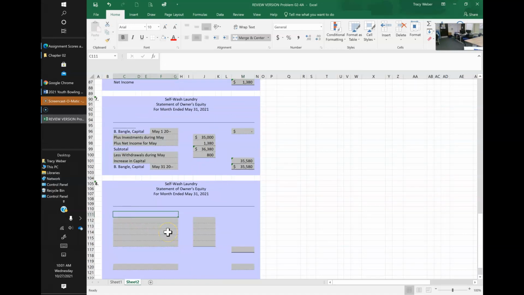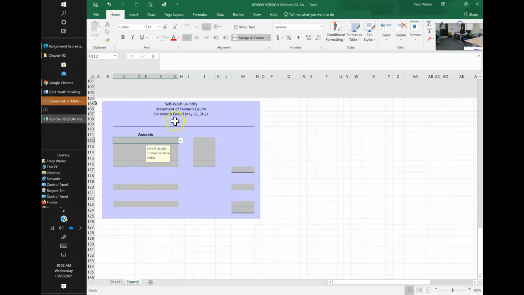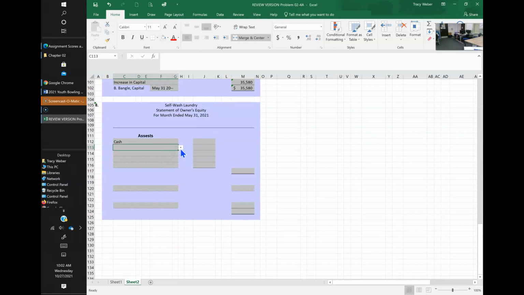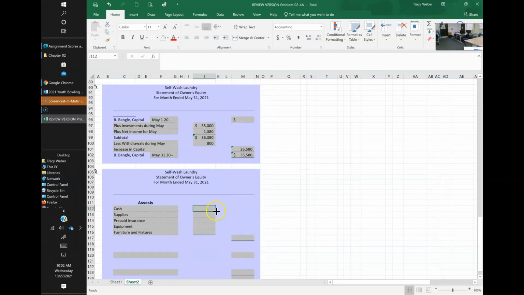So here we're going to put assets, and this is in the order that it's in the trial balance. So cash, you come up here, you can keep going back and forth, but cash is first, then supplies, then prepaid insurance. We already typed this all in order, and that's why it's in order here. And then get the amounts from the trial balance up here. So cash is $26,525. Okay, and keep going back and forth. Supplies is $225. Next is $1,560, $12,500, and $1,870. Okay, and then here we need to just enter a formula to add up the assets.